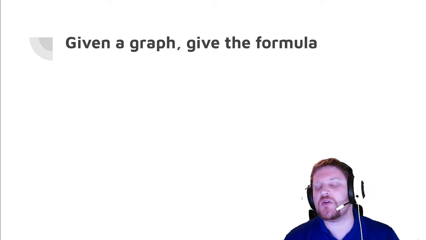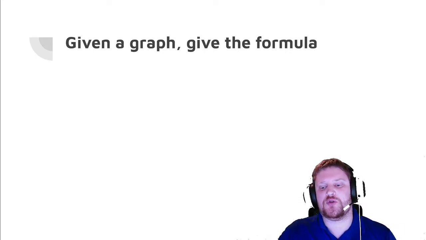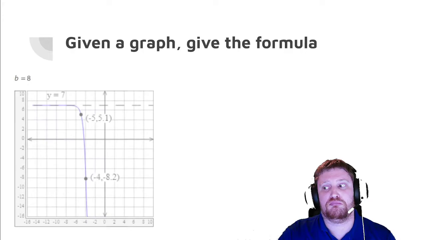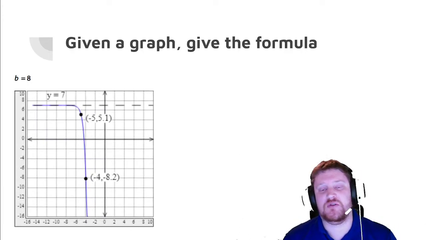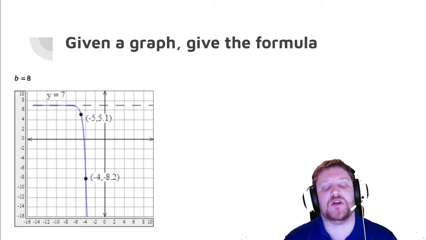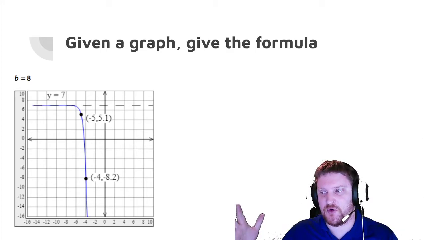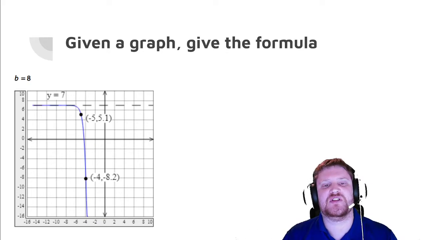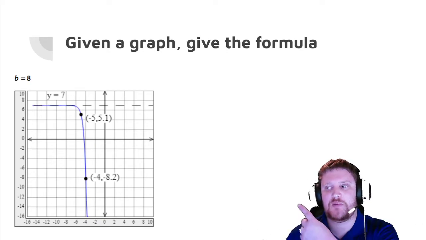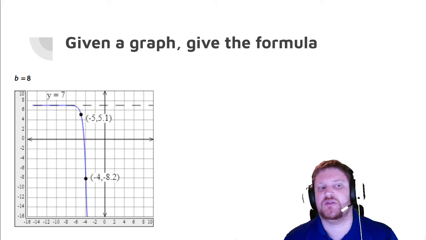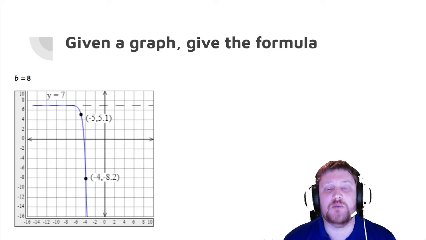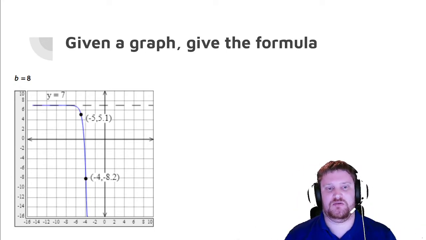So, some of the problems on your homework assignment, they're going to give you a graph, like this one. And then they're going to say, what's the formula? So if they give you a graph like this, and they say, give me the formula, we're going to use a relatively simple process to get it. Notice first of all, in the top left, they tell you what B is. They're going to give you B.